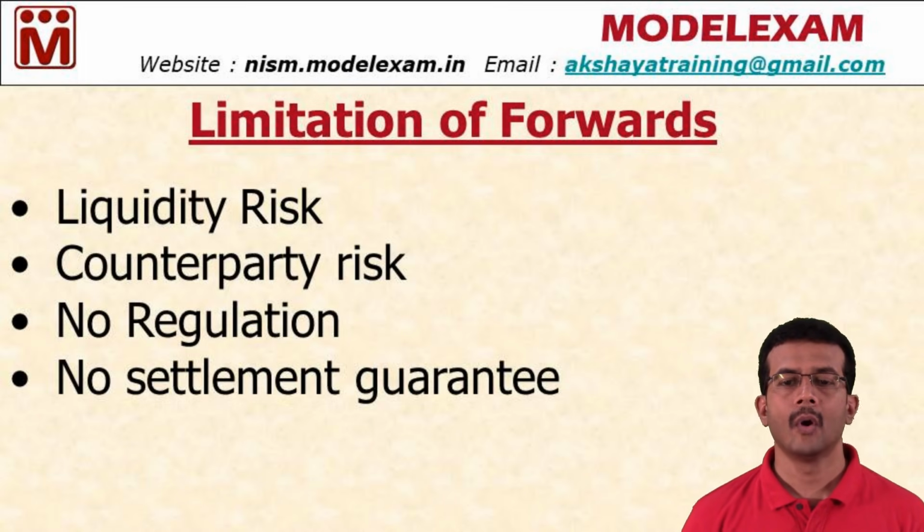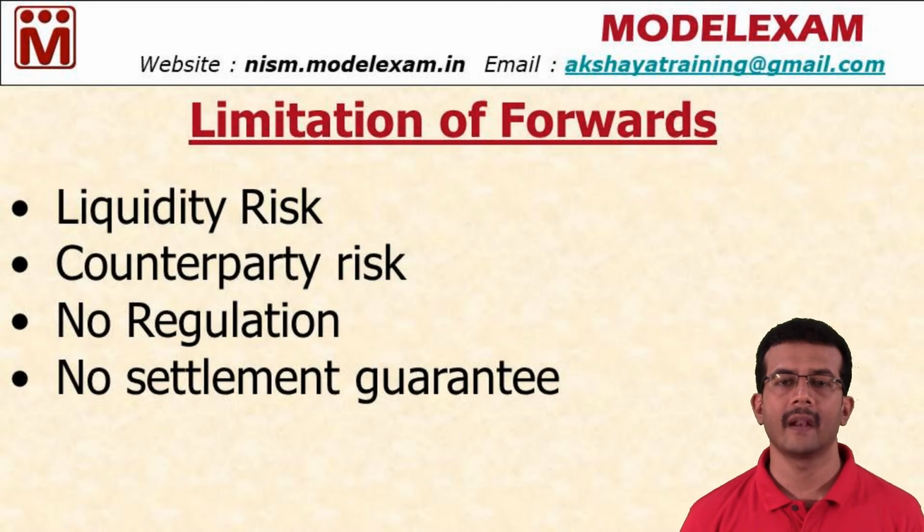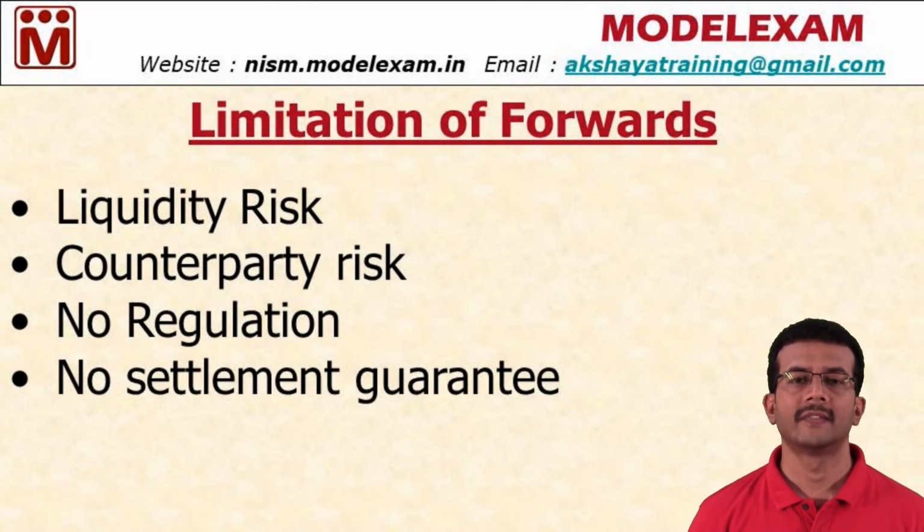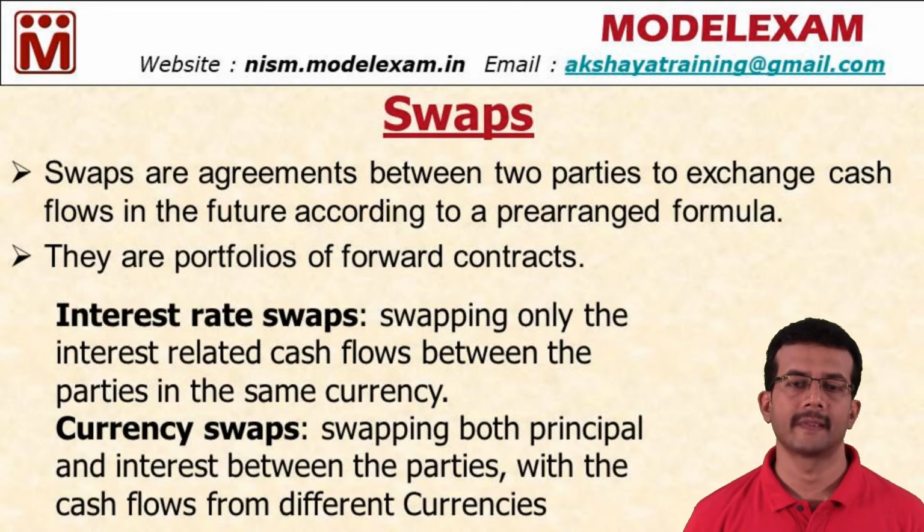The third one, no regulation. These forward contracts are not regulated by any government authority or any regulatory authority. The fourth point is there is no settlement guarantee. Now, this settlement guarantee fund is actually there in stock exchanges. This concept is not available for forward contracts. It is not available because forward contracts are not regulated by any authorities. So, that is why we do not have any settlement guarantee fund that governs all these contracts. So, these are all the limitations of forwards. In the next slide we will see something about the swaps.